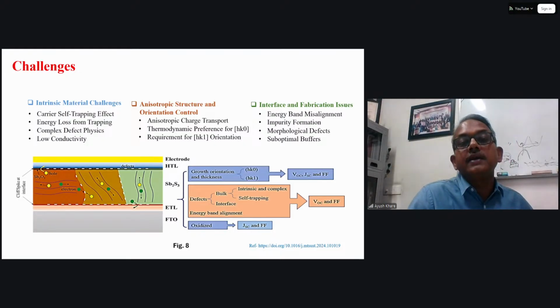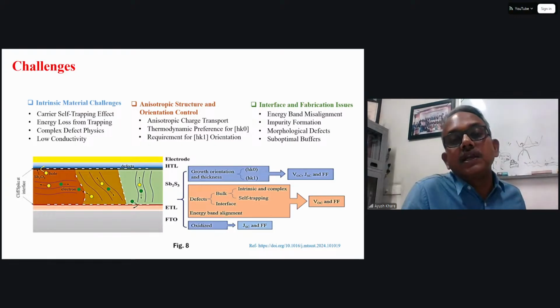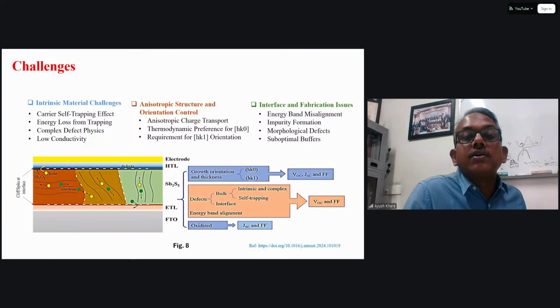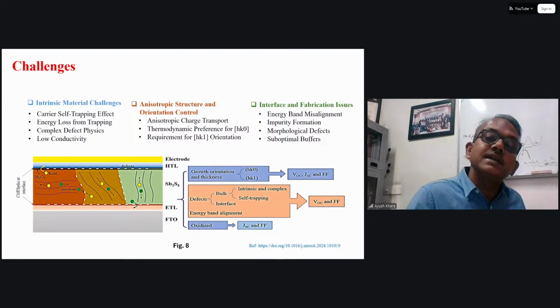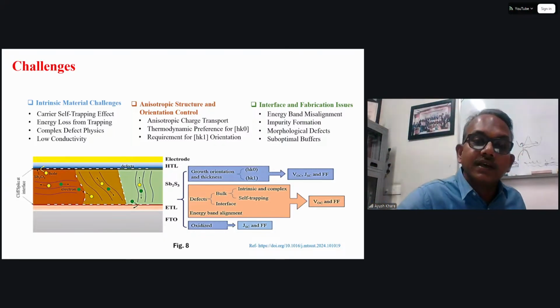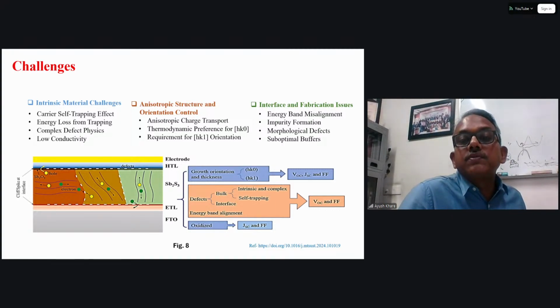Conductivity has to be high, which means we have to take care of these electrodes. Anisotropic structure and orientation control. As I told you, in this Sb2S3 a chain or ribbon type of structure extends infinitely along the C axis, right? So that has to be optimized. Thermodynamic preference for HK0 means HK values can change, but the L value should be 0. Requirement for HKL orientation is there. So these are certain requirements that have to be fulfilled.